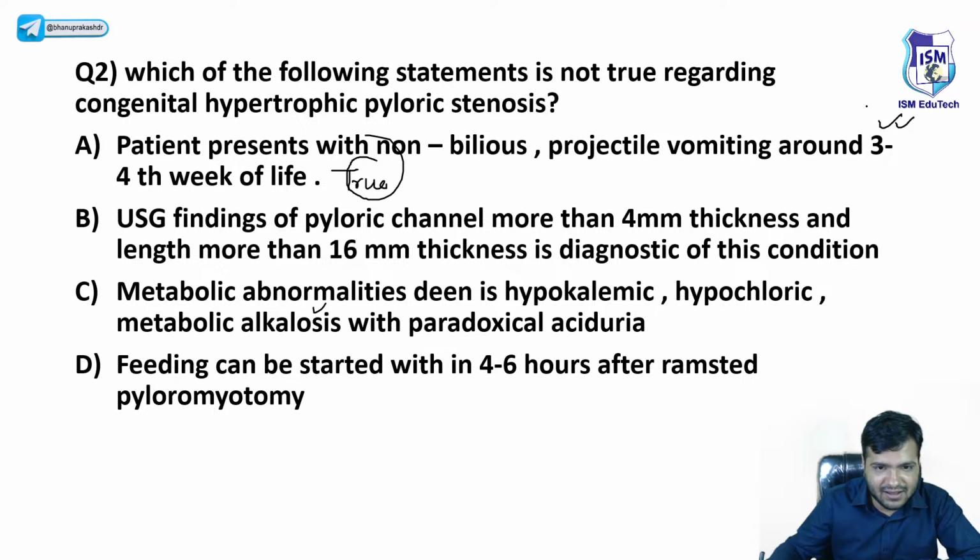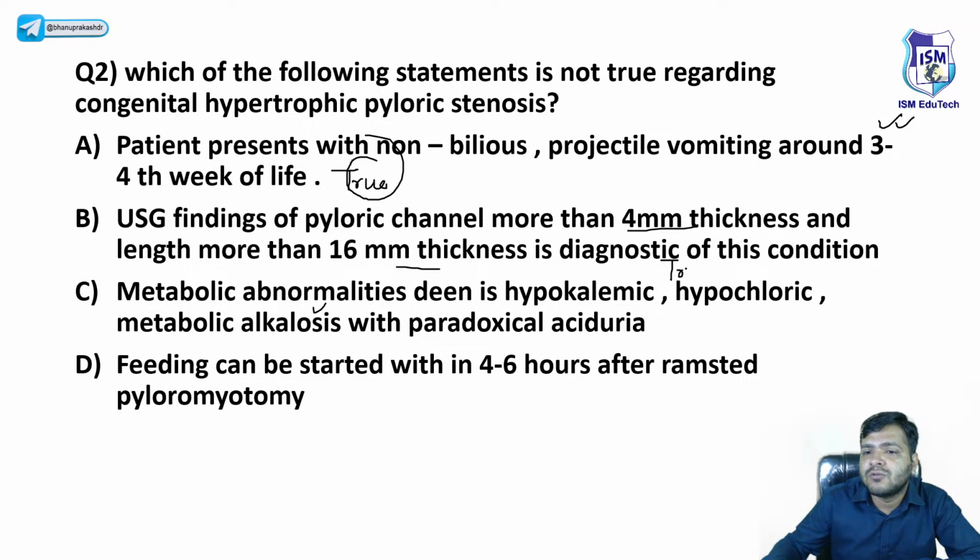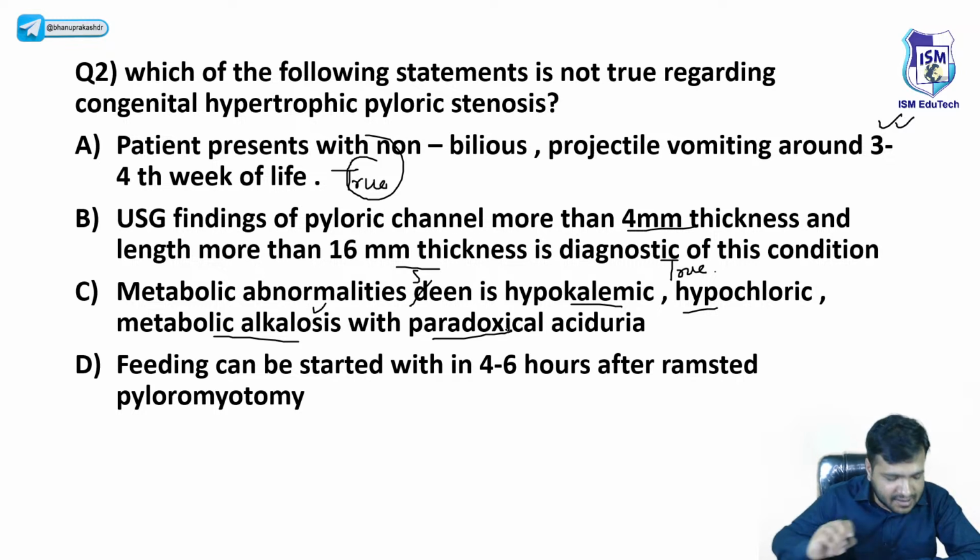नॉन बिलियस लिखाया हुआ है बेटा, ठीक है, प्रोजेक्टाइल है, ठीक है। Now the second point says the ultrasound findings of pyloric channel more than 4 millimeter thickness and length more than 16 millimeter is diagnostic of this condition. Tell me. Tanupriya says yes, it's true beta, it's true. Metabolic abnormality is seen, okay, it is seen is hypokalemic, hypochloremic metabolic alkalosis with paradoxical aciduria.